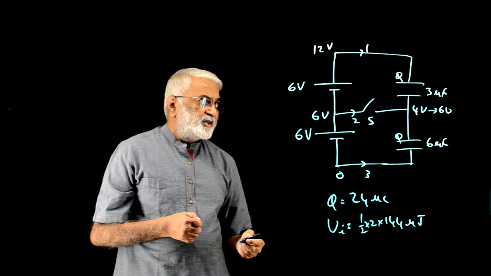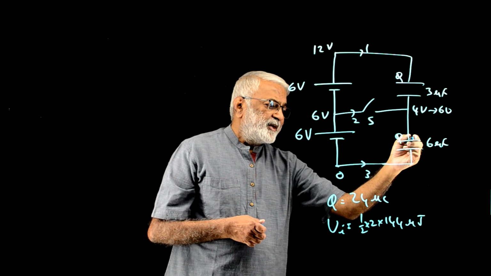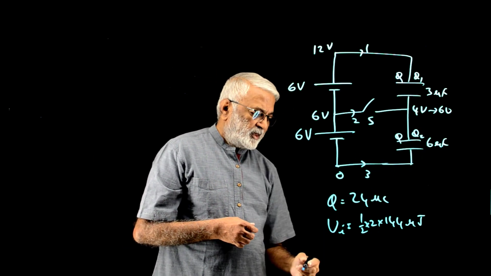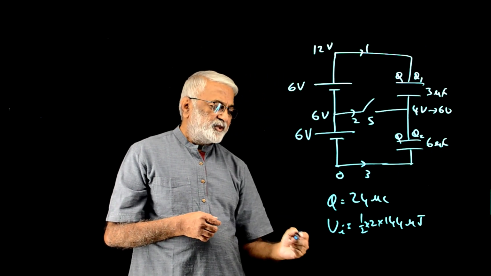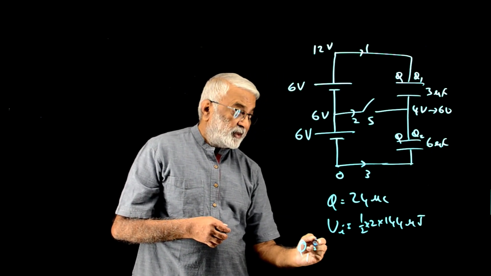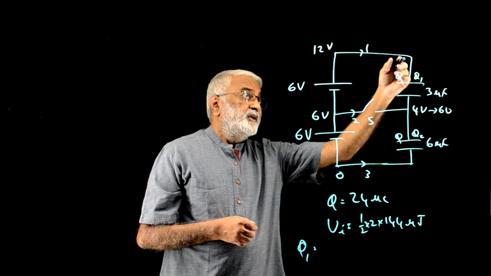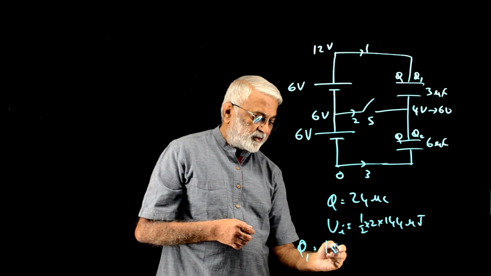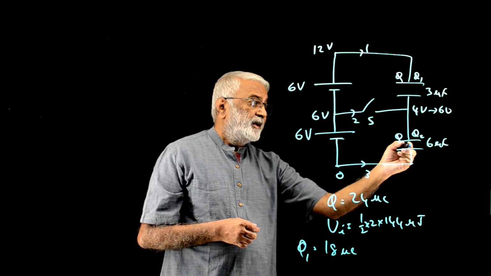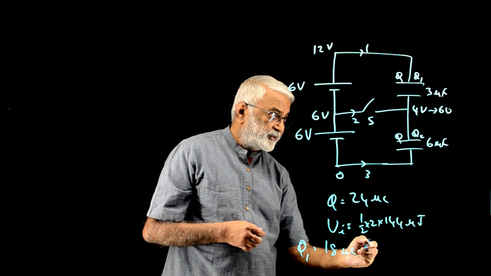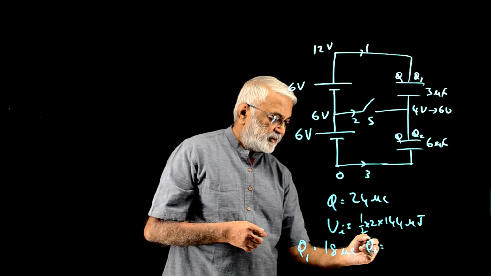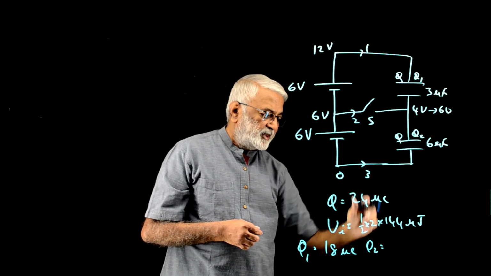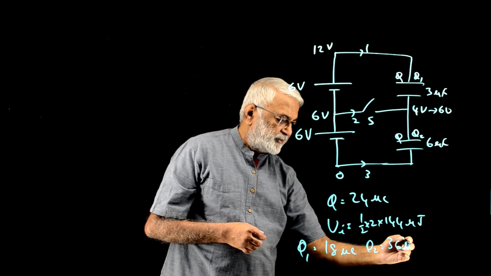Now what are the changes in charges? If this is 6 volt, this will become 36 microcoulombs, so let's call that Q1, Q2, and this Q1. So the charge Q1 would be 6 volt, so 6 into 3, 18 microcoulomb. And this will be 36 microcoulombs, right? Q2 would be 36 microcoulomb, 6 into 6, right? This potential will be 6 volt, 36 microcoulomb.